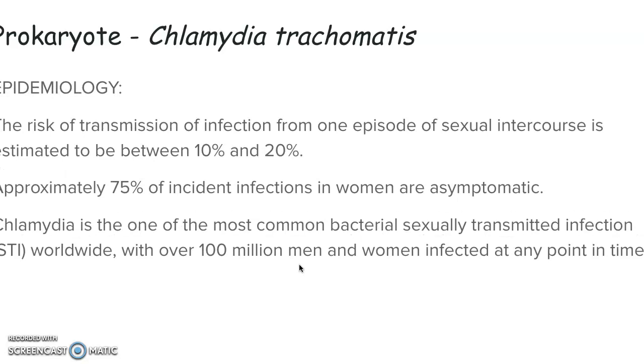So the epidemiology of this microbe is that the risk of transmission of infection from one episode of sexual intercourse is estimated to be about 10% to 20%, and about 75% of incident infections in women are asymptomatic. So as I was saying earlier, many women don't even know it, and they develop PID. It's just not something somebody would want to be in. Chlamydia is one of the most common bacterial sexually transmitted infections worldwide, with over 100 million men and women infected at any point in time.